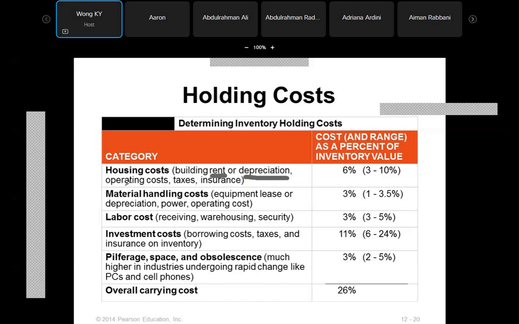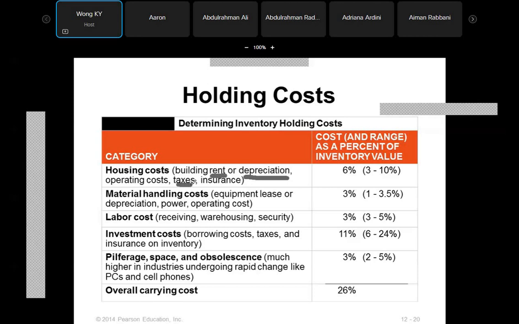You need electricity to operate the warehouse. Okay, overhead costs. Sometimes aircon has to be there because the product has to be kept at room temperature, or some products require to be refrigerated. So refrigeration cost is involved. So all these are under operation costs.